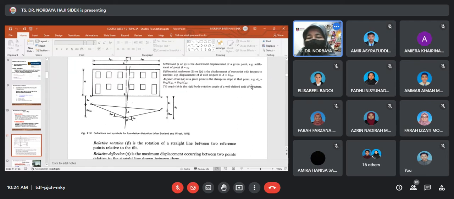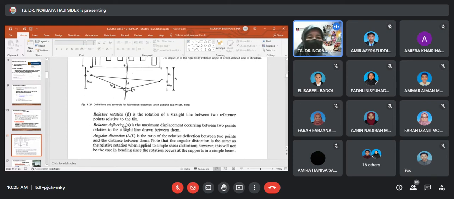Example that alpha A equal to, okay, we have here, this is the alpha A. Okay, so you may refer to this diagram. So how is the angle? We can see that the angle delta is the rigid body rotation angle. Okay, so then we also have this relative rotation, relative deflection.